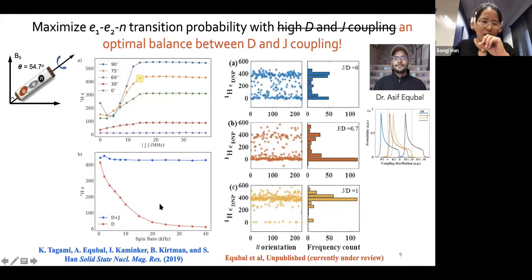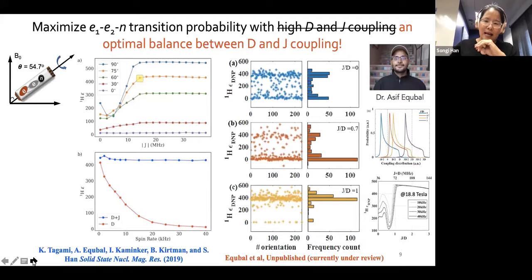There's a huge amount of improvement and opportunities that one can exploit. So I write here, maximizing transition probability by an optimal balance between D and J coupling. I should really say that. If you have high coupling, then not only do we benefit from high field, but high spinning frequency. If J over D exceeds a certain range, then you have very high enhancement consistently over a range of spinning rates.